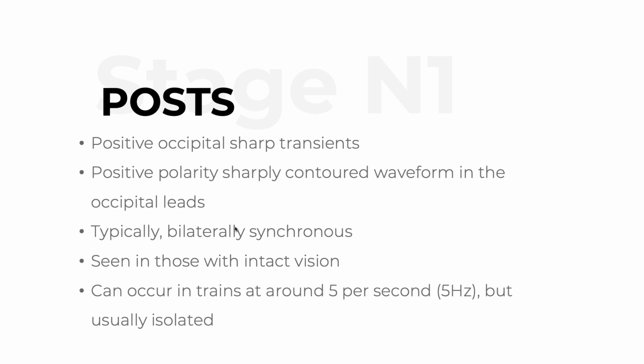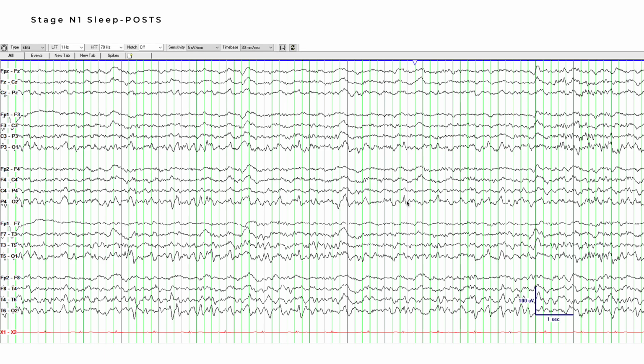And what happens is you get polarity that's positive in the occipital leads. This is going to lead to a waveform that looks quite like a lambda wave that we previously covered. And these are typically seen bilaterally, and they're seen in those with intact vision. You need an intact visual system typically to generate these. And they can occur in trains as well, of about 5 hertz, but they're usually more isolated. All these waveforms in the occipital region are lambda-like in shape, and you see that they're symmetric.